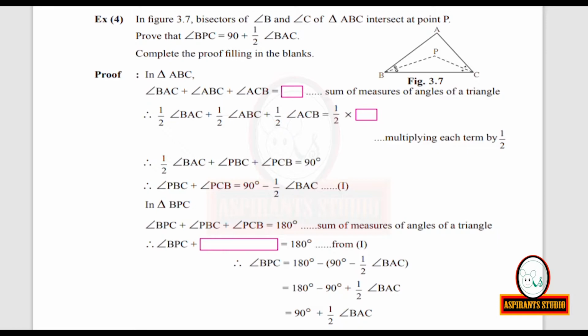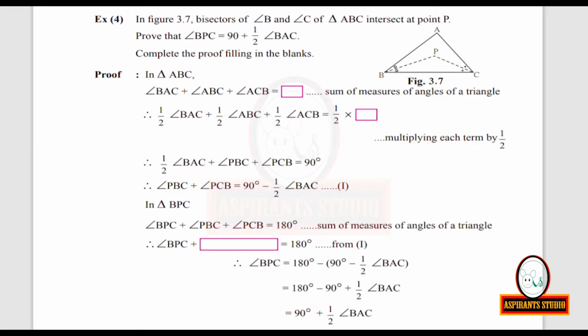We are given bisectors of angle B and angle C of triangle ABC to intersect at point P. Ray BP is one bisector. It is the bisector of angle ABC, and ray CP is the bisector of angle ACB. You have to prove that measure of angle BPC is equal to 90 degrees plus half of measure of angle BAC.